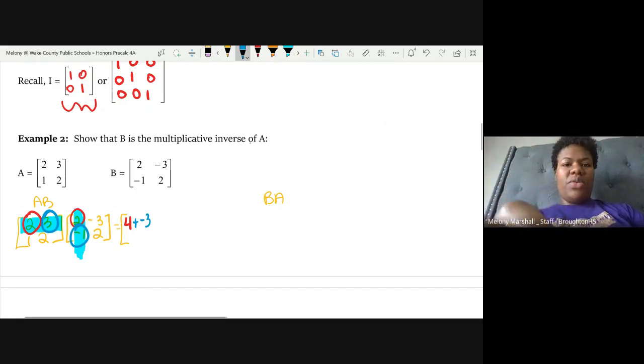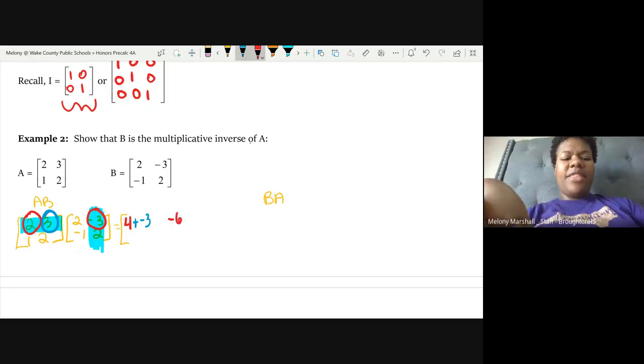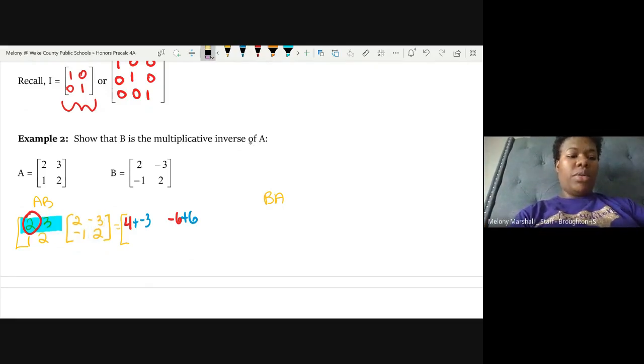And then you want to do the same thing. I'm going to do it one more time with the second column. Multiplying these: first thing in the first row, first thing in the second column. First times first, that's -6, not -3. And then second times second, 3 times 2, that's 6. So we're adding it together. You do the same thing for the next row.